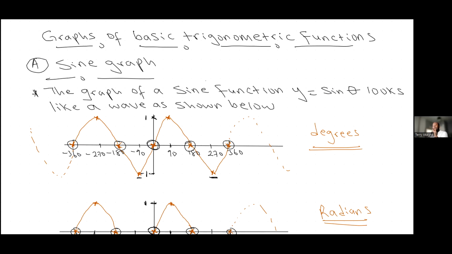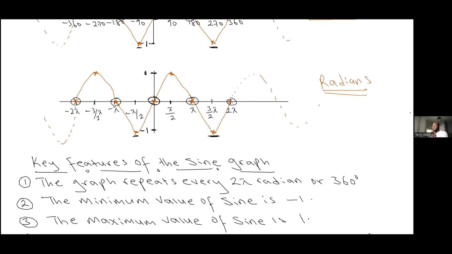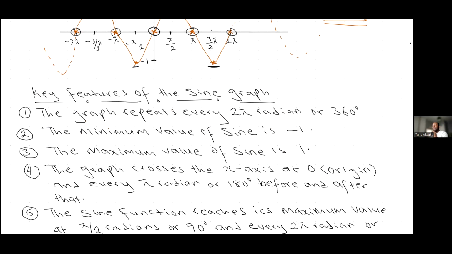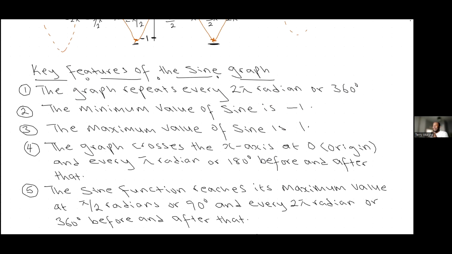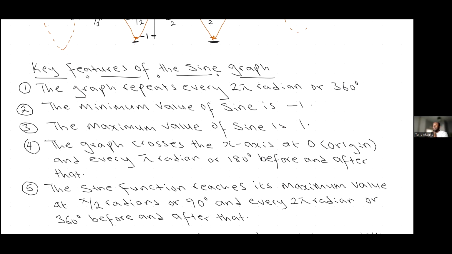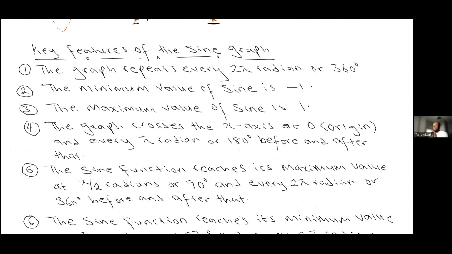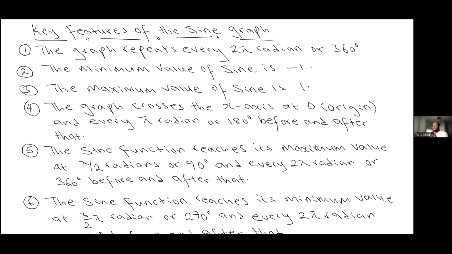And also in the features, we have about 6 features. It repeats every 2 pi radians or 360 degrees. The minimum value you will get is -1. The maximum value you get is 1. The graph crosses the x-axis at 0, the origin, and every pi radians or 180 degrees before and after that. And we talked about the maximum value and the minimum value as well.